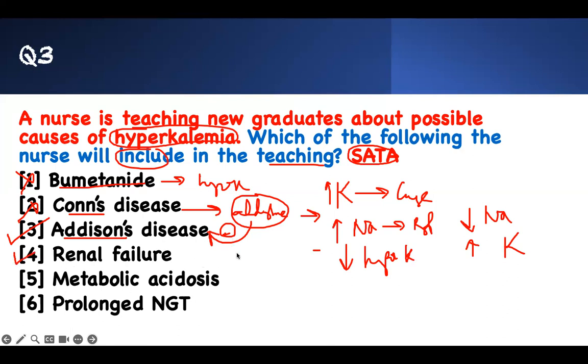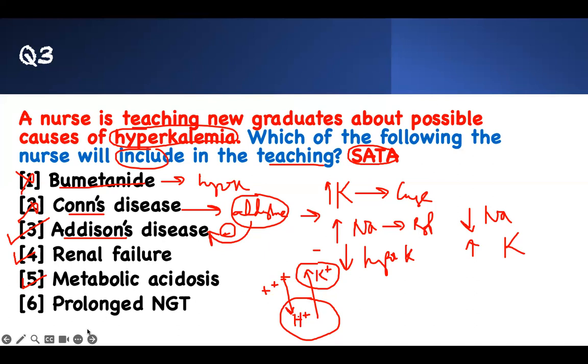Metabolic acidosis. Think about it. This is the cell. There's too much acid here. I have to push the acid inside the cell, right? H plus inside the cell. I have to balance the H plus. If I move the H plus down, I have to send another positive ion up, and that usually is potassium. Therefore, acidosis causes hyperkalemia. Alkalosis, that's different. Alkalosis causes hypokalemia.